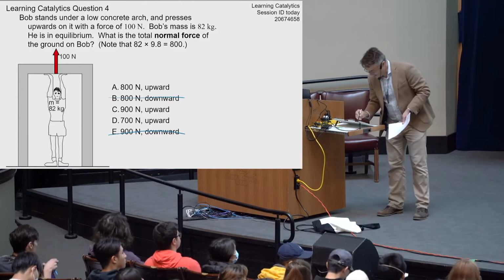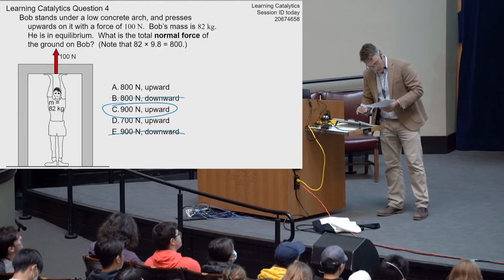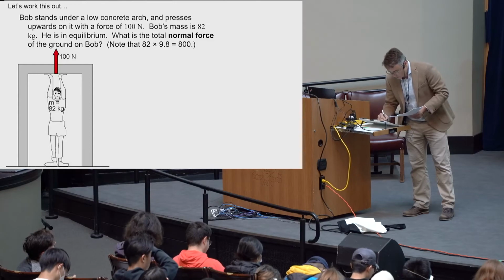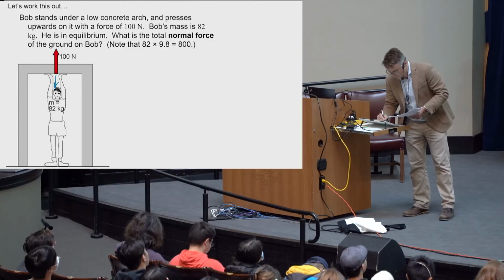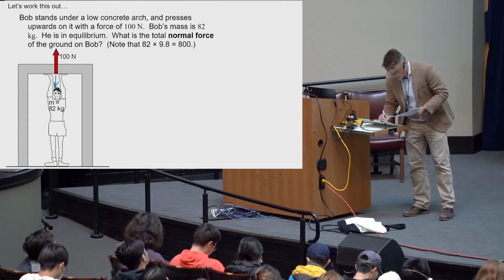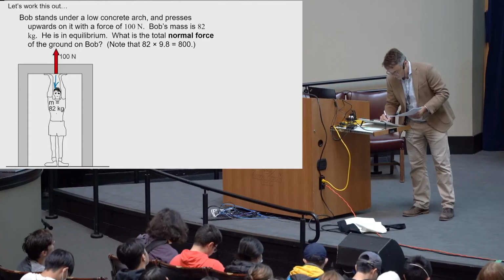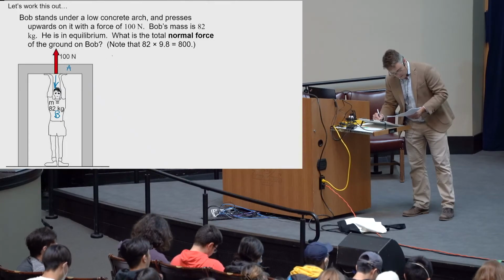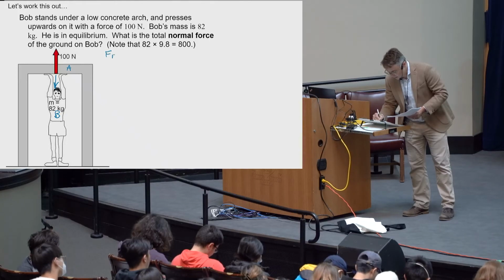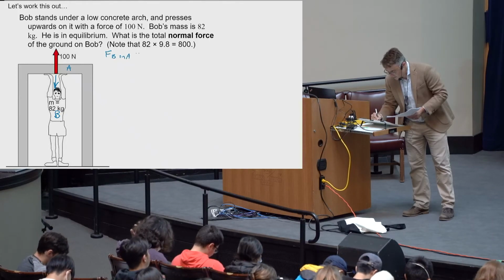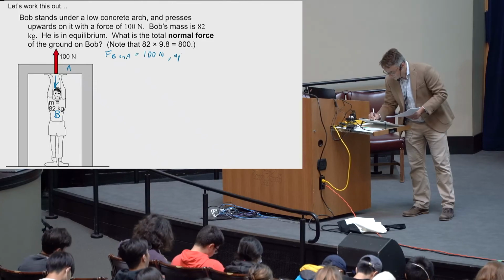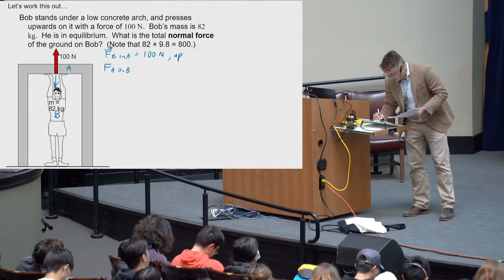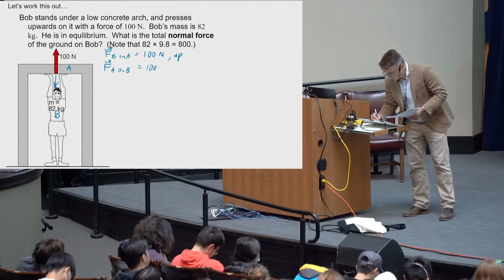Who votes for D, 700? Okay, well, that's great. So the way I work that out is, let me just do it here. I imagine that if he's pushing upward with 100, then there's also going to be, let's call Bob B and the arch A. I would say that the force of Bob on the arch is equal to 100 newtons, right? Up. And that means that the force of the arch on Bob is equal to 100 newtons down.